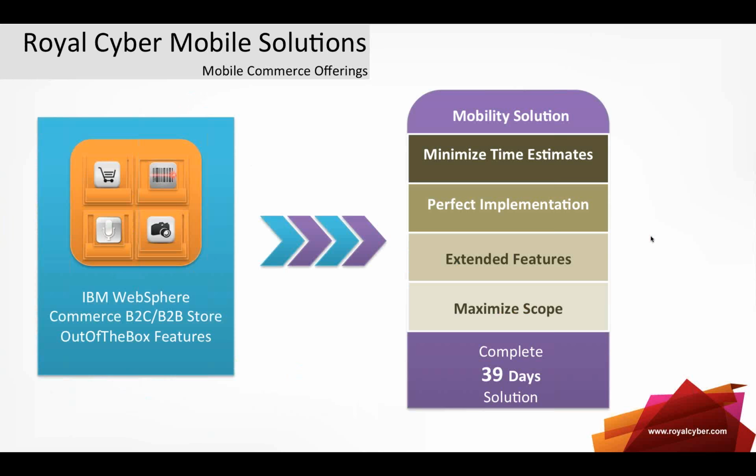So the mobile commerce offerings, from the left, we have the cart, we have the QR code scanning, we have voice recognition, and we have image scanning. On the right, what you see is our mobility solution. The mobile solution that we offer is minimized time estimates, perfect implementations, extended features that you see on the left, maximized scope, and this whole process takes about 39 days.